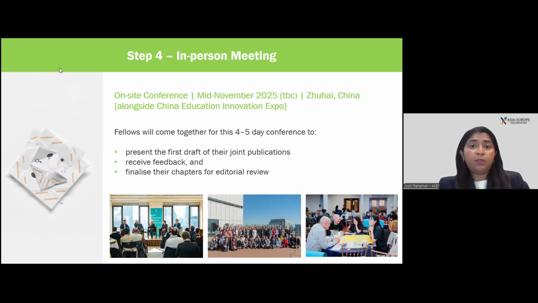the first draft of your publication ready, book chapter ready, and share this with the other fellows and receive feedback to improve it. And of course, at the end of this conference, finalize all the content for your chapter for the editorial team's review. So the editorial team consists of the advisors and a representative from the ASEEClassNet team.